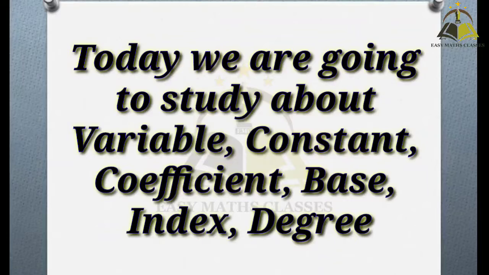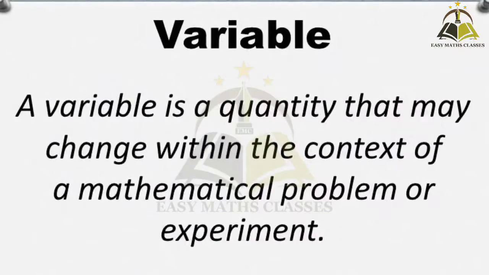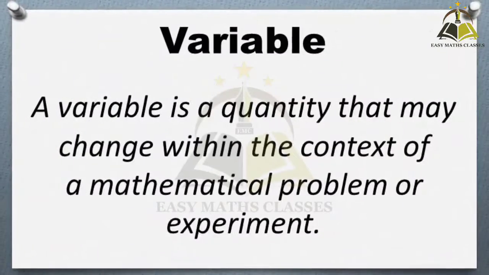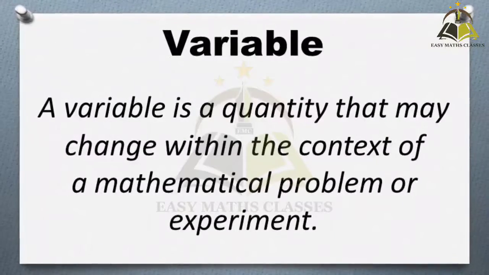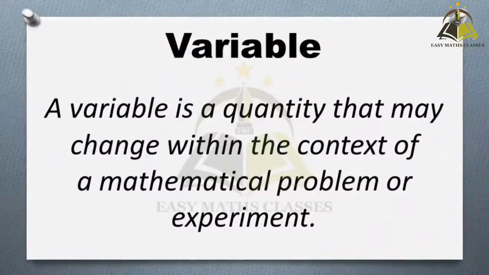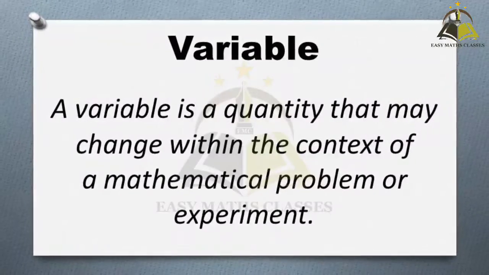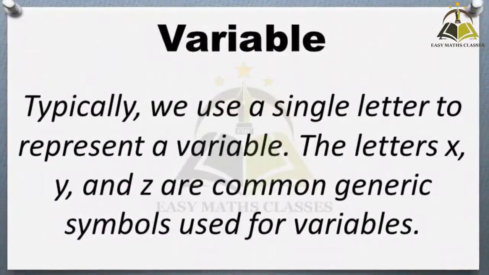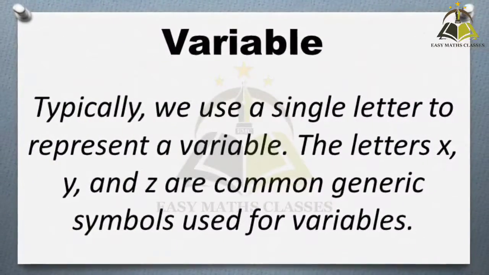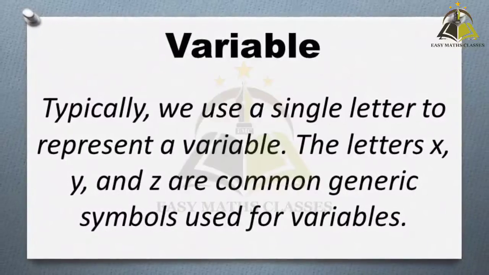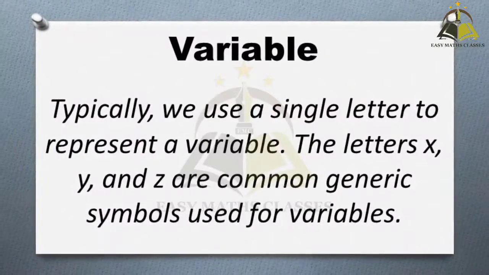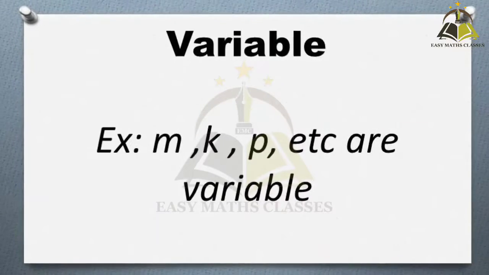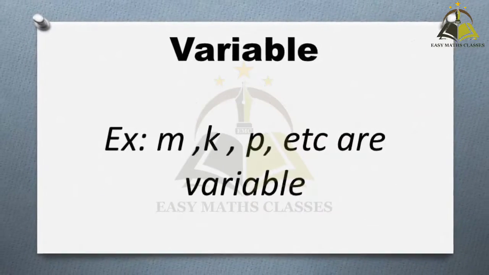First of all, variable. A variable is a quantity that may change within the context of a mathematical problem or experiment. Variable एक quantity है जो कि change हो सकती है according to mathematical problem or experiment. Typically we use a single letter to represent a variable. The letters X, Y and Z are common generic symbols used for variables. For example, M, K, P, etc. are used as variables.